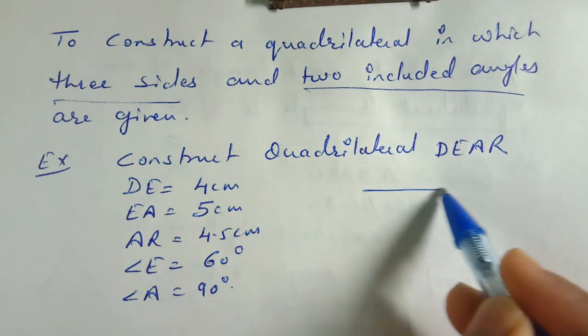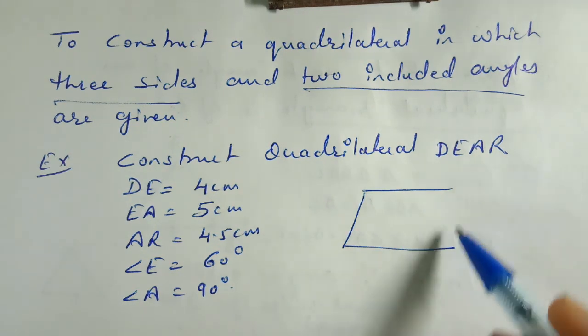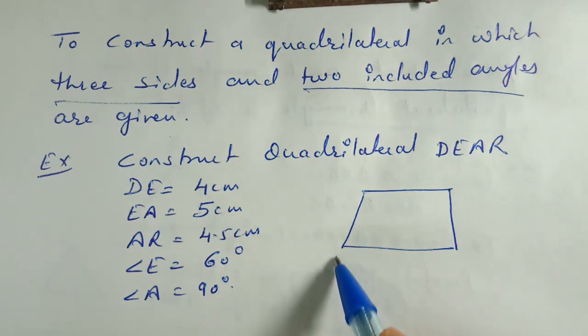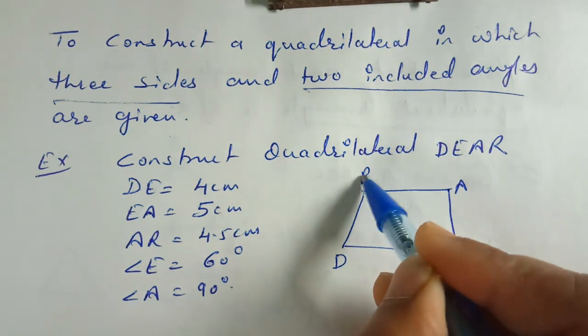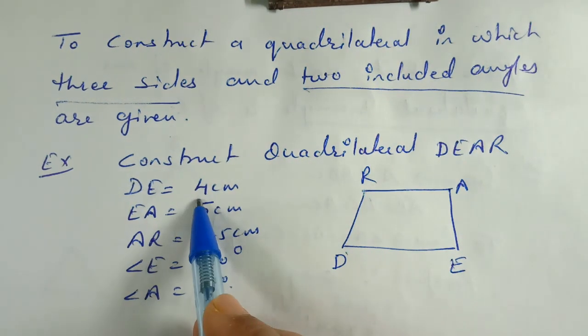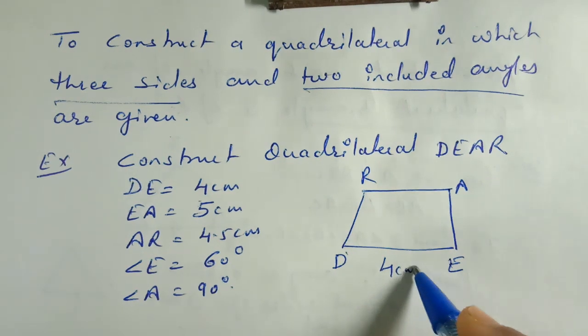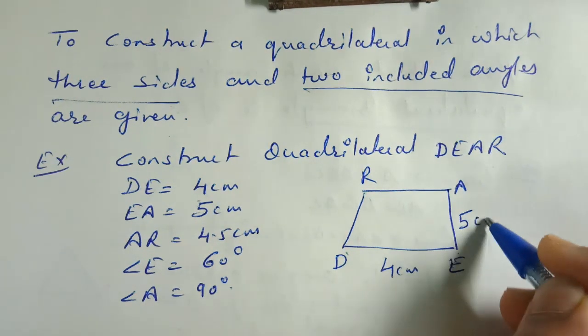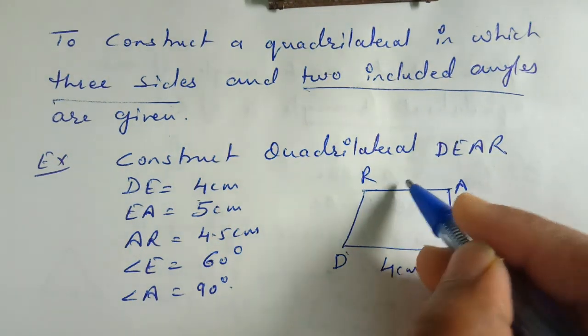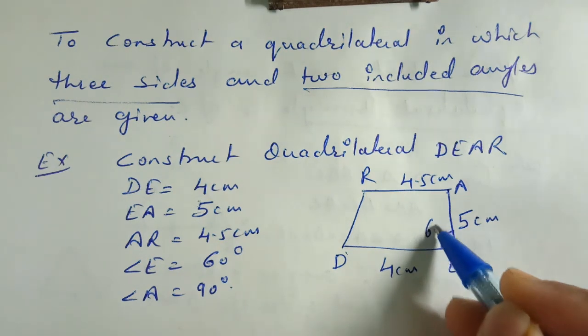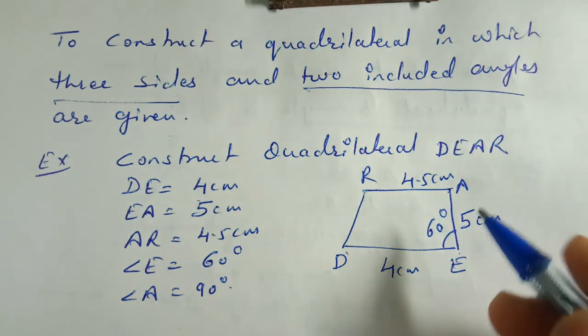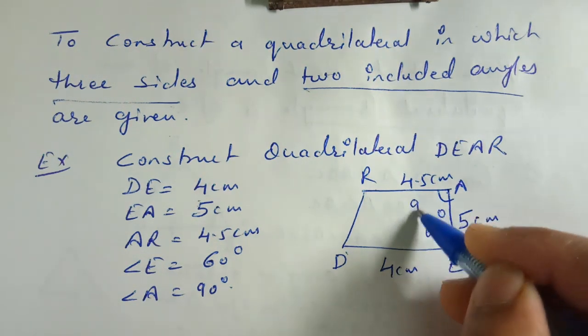Let us draw the rough sketch. Roughly, I have drawn a quadrilateral. Let me start the name from the base, DEAR. The measurement of DE is given as 4 centimeter. EA is given 5 centimeter. AR is given 4.5 centimeter. And angle E is given 60 degree. Angle A is given 90 degree.